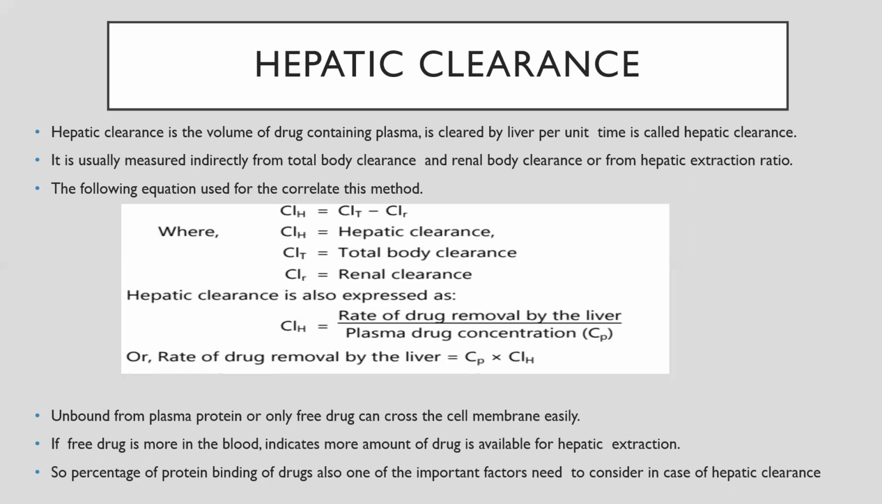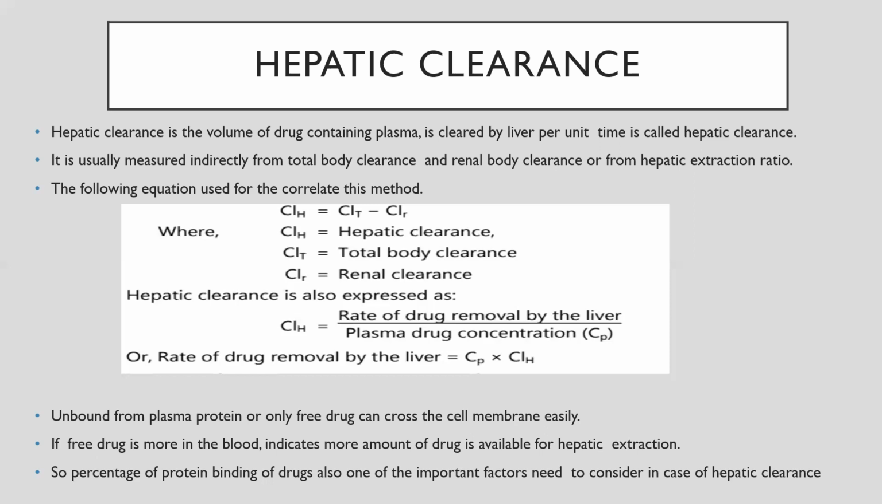Only the unbound drug from plasma protein, that is, only free drug, can cross the cell membrane of the liver easily. If the free drug is more in the blood, it indicates that more drug will be available for hepatic extraction. So the percentage of protein binding of the drug is also an important factor to consider for hepatic clearance.